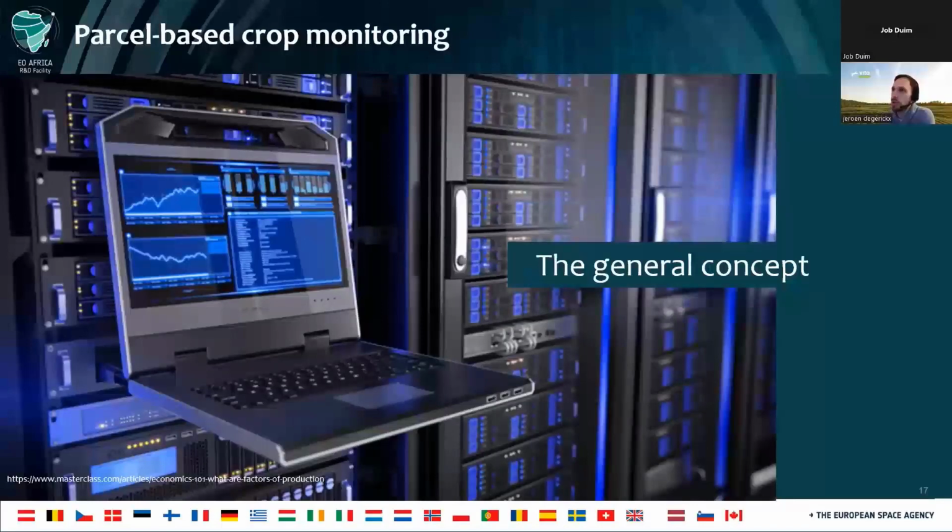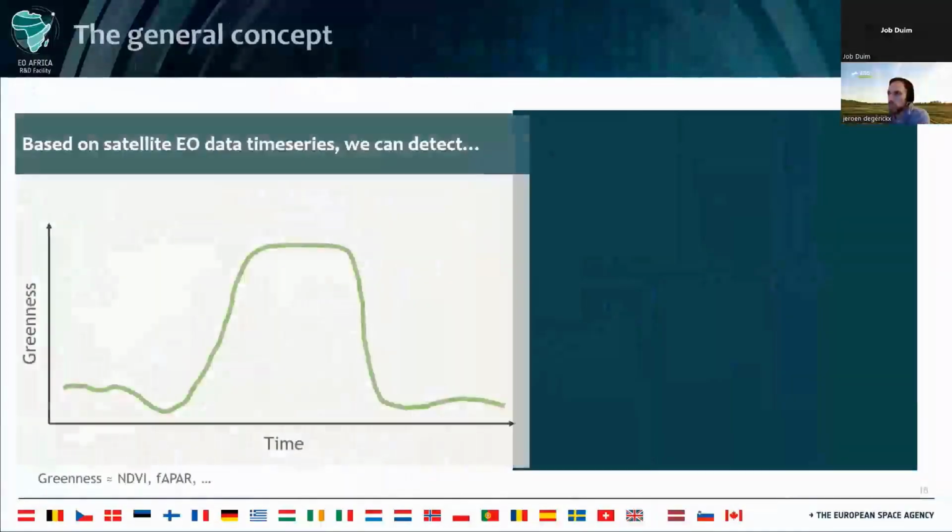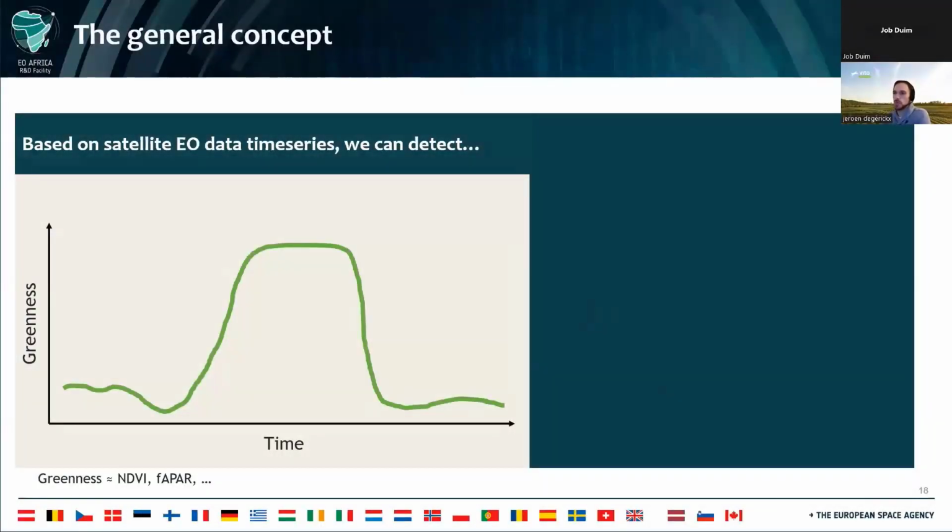Now, irrespective of the application that you're considering, and I will come back to the applications later, this is the general concept that we're using to do this parcel-based crop monitoring. What we typically do is we start from a time series of optical data. The most famous example is the NDVI, the Normalized Difference Vegetation Index, or another one is the FAPAR. It's a measure of how green a certain pixel is in time.